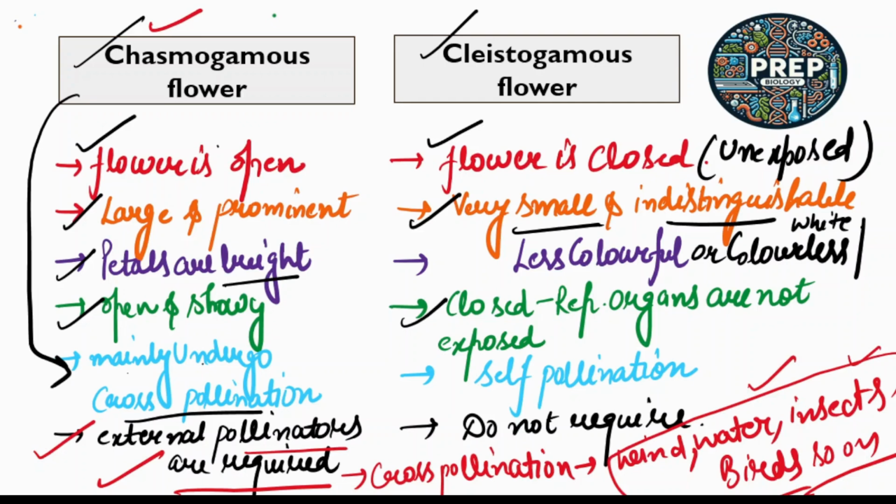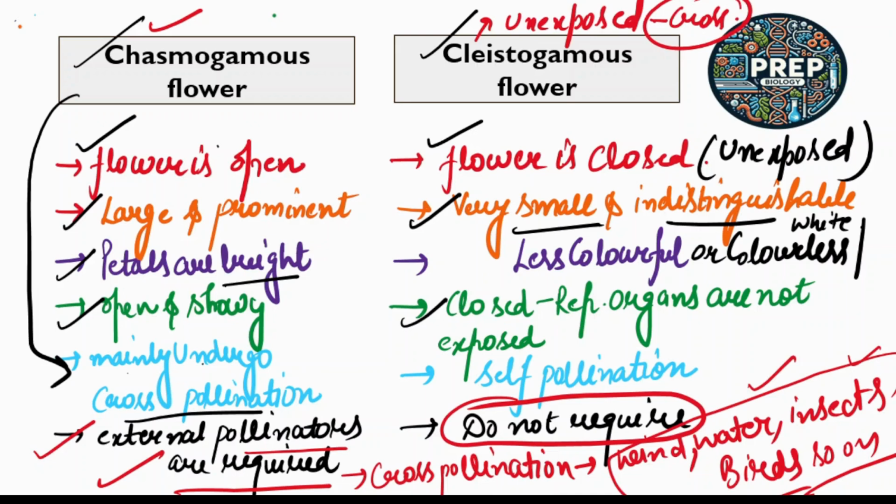But there is no requirement of any pollinator in the clistogamous, because in the clistogamous flower the reproductive organs are unexposed. There is no chance of cross pollination. Okay, only self pollination occurs in clistogamous flower. I hope all these difference points are clear to you all, and the difference between the chasmogamous flower and clistogamous flower is clear to you all.